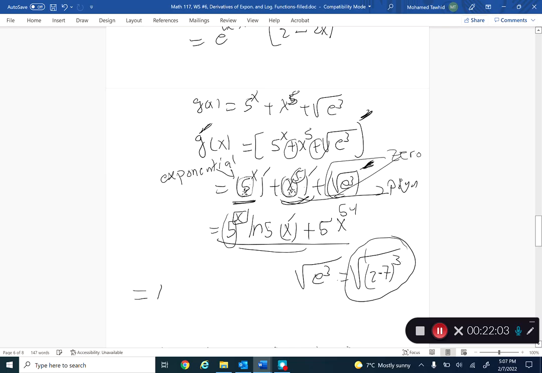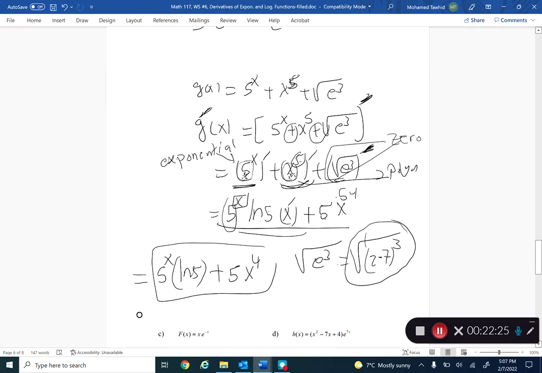Simplify. You have 5 to the power x, ln 5, and you just leave it like this. You don't need to use technology to compute it. Then x prime, what is x prime? x prime is 1. And here what you have? 5x to the power 4. And that is our derivative, and you leave it like this.